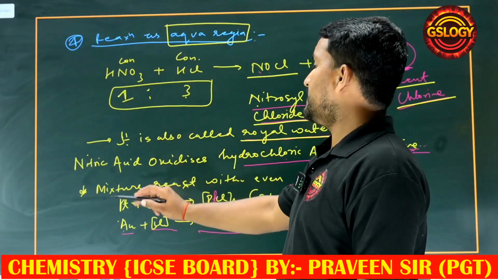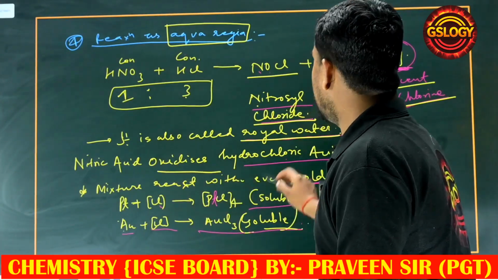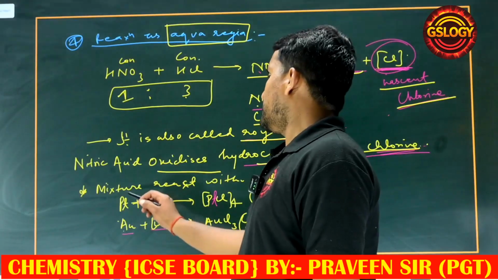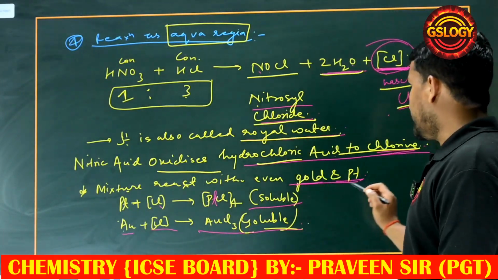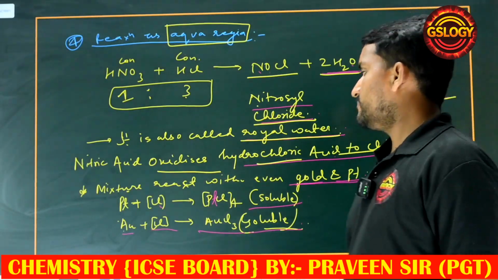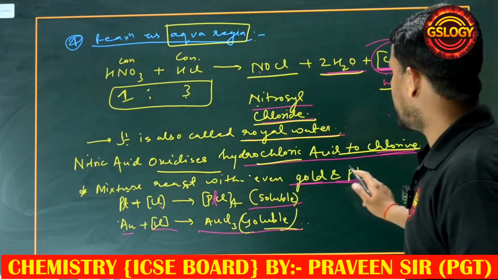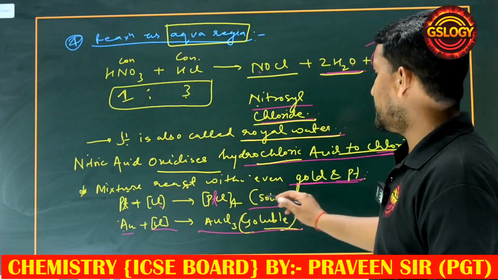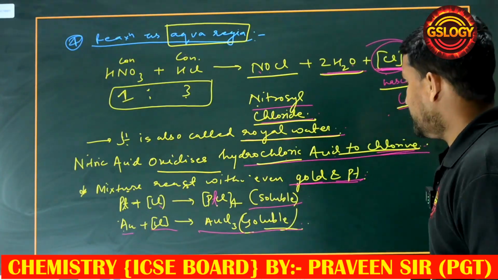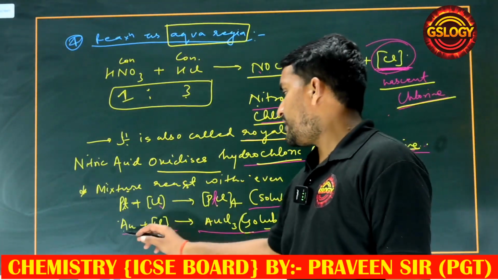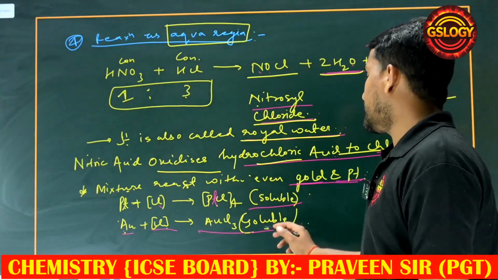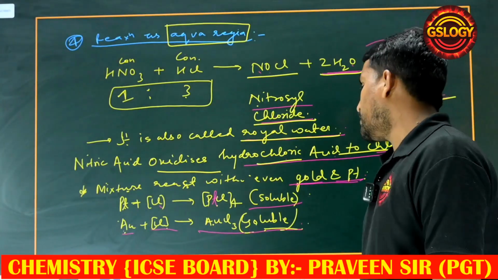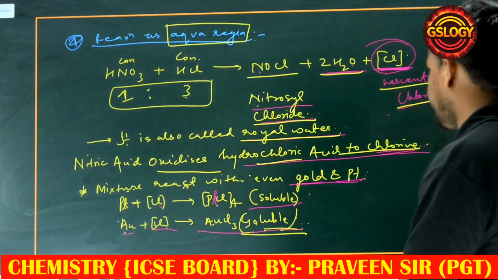Nitric acid oxidizes hydrochloric acid into chlorine. The mixture reacts even with gold and platinum. Platinum reacts with the nascent chlorine, then it will form platinum chloride, which is soluble. Gold and this nascent chlorine react to form gold chloride, which is also soluble.